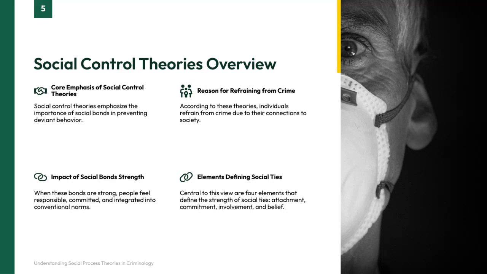Social control theories focus on the crucial role that social bonds play in preventing deviant behavior. Essentially, these theories suggest that people refrain from committing crimes because of their connections to society. When these social bonds are strong, individuals feel a sense of responsibility and commitment, and they are more integrated into conventional norms and values. These bonds are defined by four key elements: attachment, commitment, involvement, and belief. Together, these elements help explain how social ties influence behavior by fostering a sense of belonging and accountability.